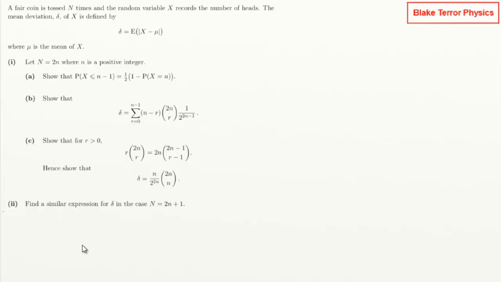Hello, this is question 11 from the step 3 paper in 2022. This is the first of the stats questions. So we've got a fair coin tossed n times and the random variable x records the number of heads. The mean deviation delta of x is defined by delta is the expected value of the modulus of x minus mu, where mu is the mean of x.